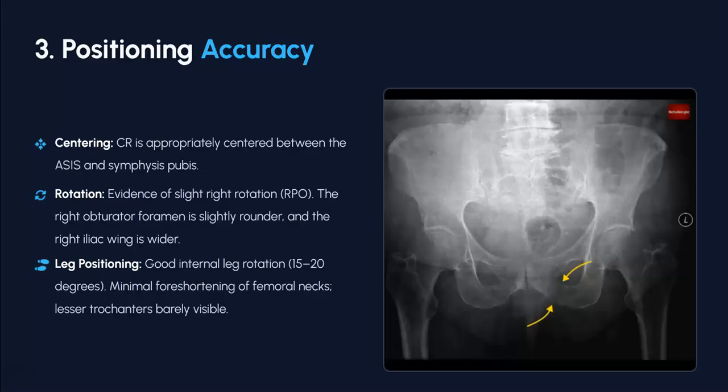In this image, we clearly have an improper internal rotation of the femurs. If you look at the medial border of the proximal femurs here, you can see that significantly more than 1/3 of the lesser trochanter is sticking out. They are prominently seen and visualized, meaning that the technologist failed to sufficiently internally rotate the patient's lower limbs, leaving the femoral necks partially foreshortened.